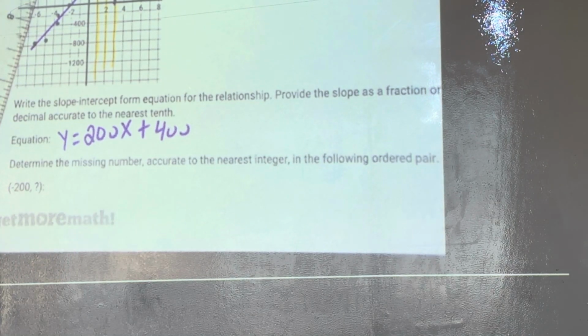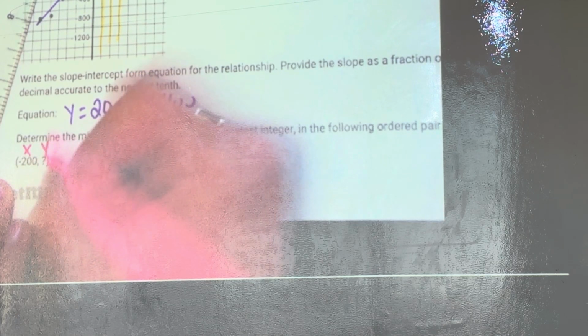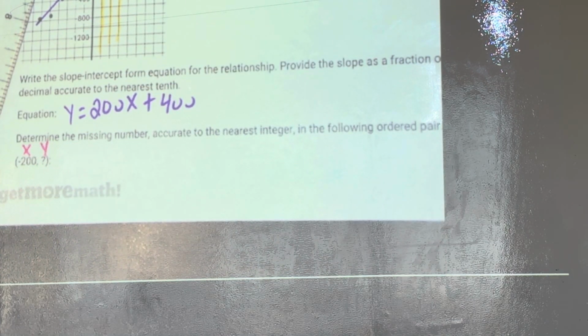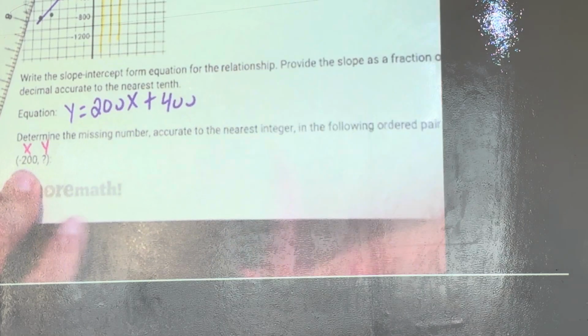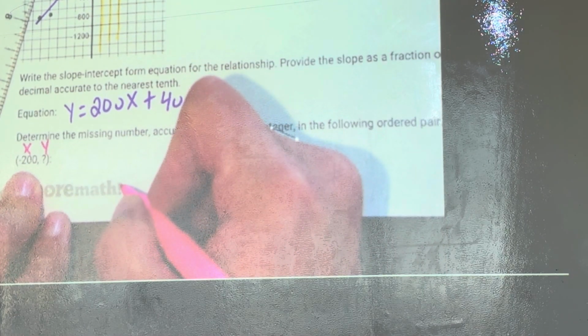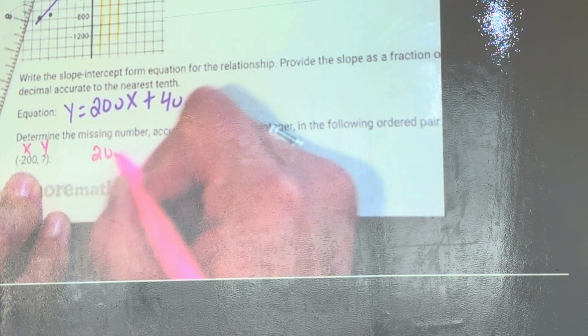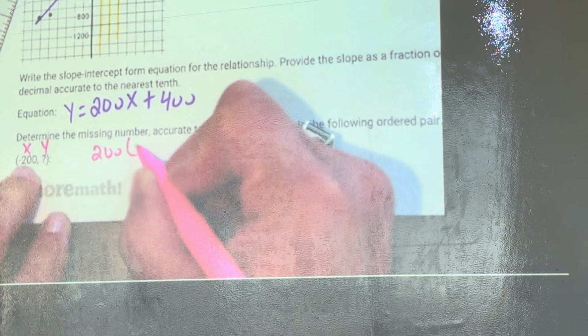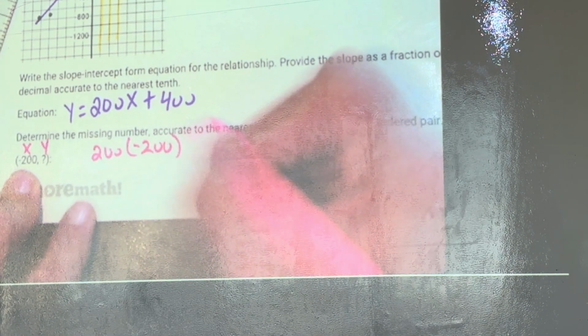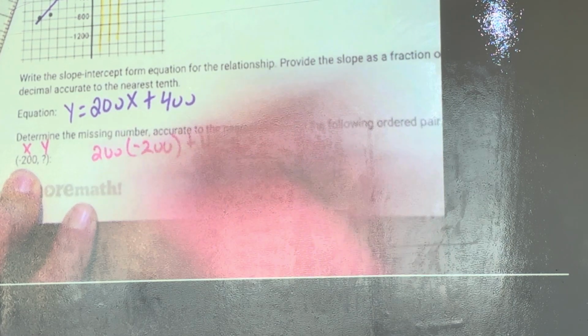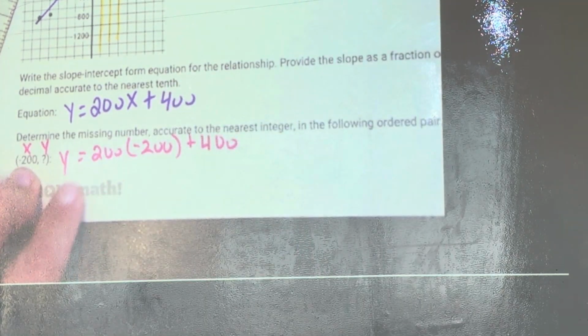Okay. Determine the missing number. So this time, what do we have, X or Y? We have the X. It goes X, then Y. In the example we did on the board, we had the Y. So this one we have the X. If you're using your calculator, go to your table set and change your start to negative 200. Otherwise, you do 200 times negative 200 plus 400, and that equals your Y value. Okay, what do you get?